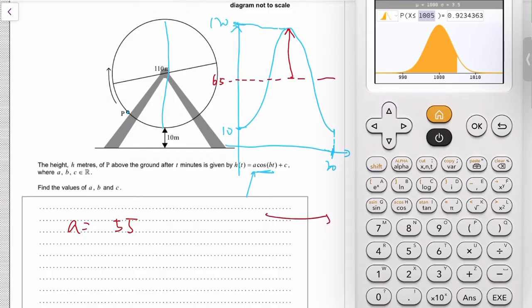Right, except a cosine graph should start from the top and go to the bottom. This one is reflected along the x-axis, so we need a negative.